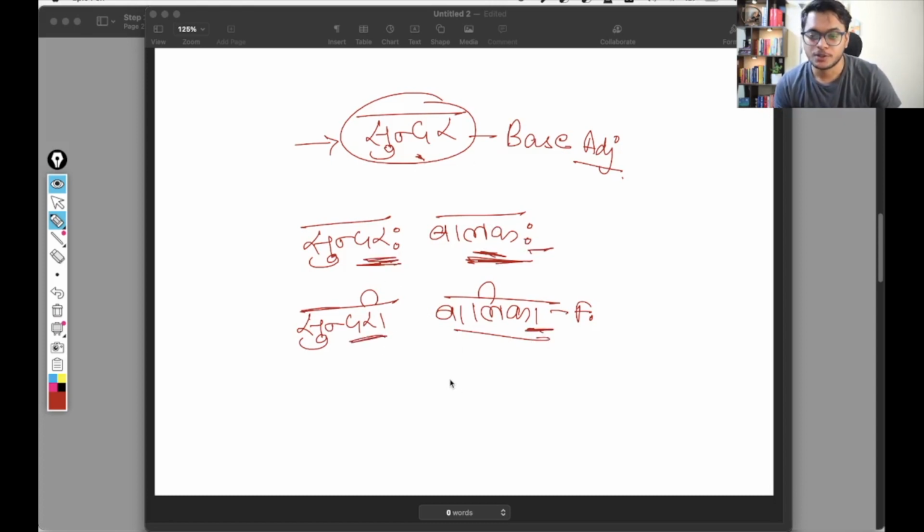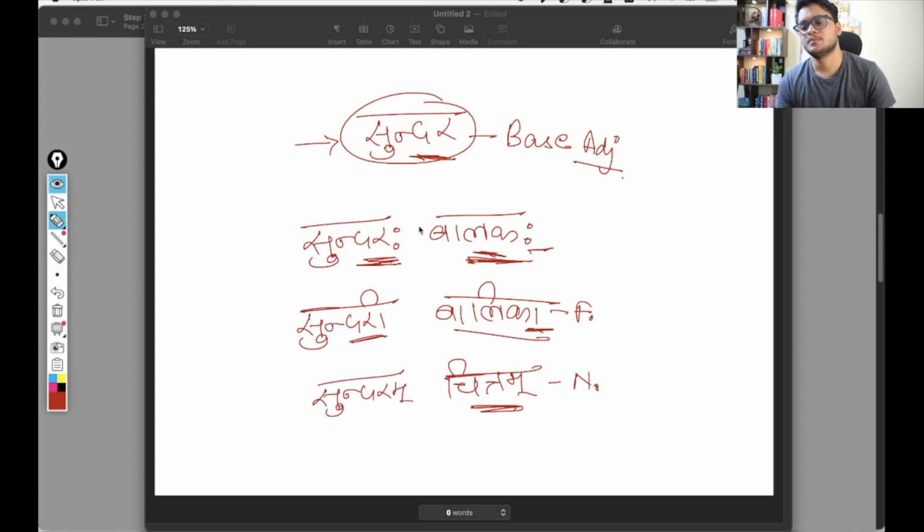Suppose we take a neuter gender word, Chitra. Chitram. Chitra means picture, right? So Chitram is a neuter gender word. So you can guess Sundar will become Sundaram. Sundaram. See how the same adjective is exactly matching its noun.